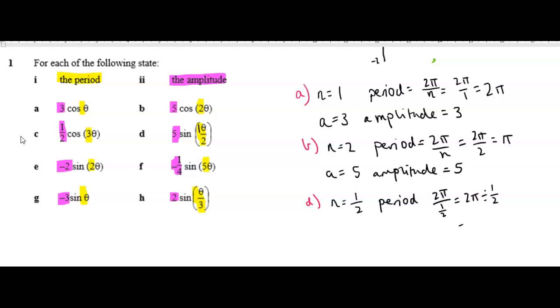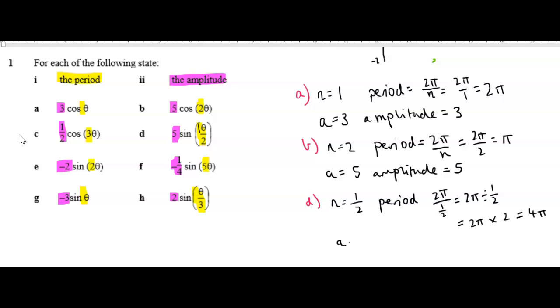Now, when you divide by a fraction, you keep your first number, so 2 pi, and multiply by the reciprocal of the fraction. The reciprocal, so 1 over 2 becomes 2 over 1, or just 2. So your period is 4 pi.